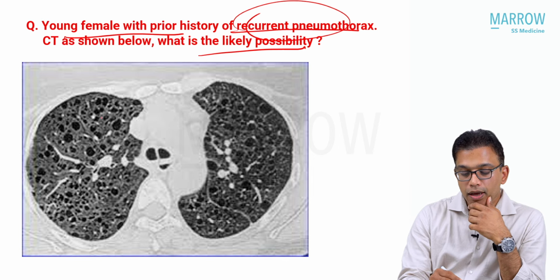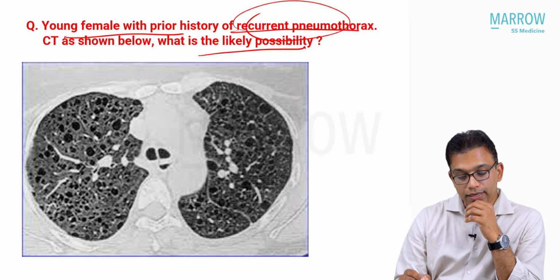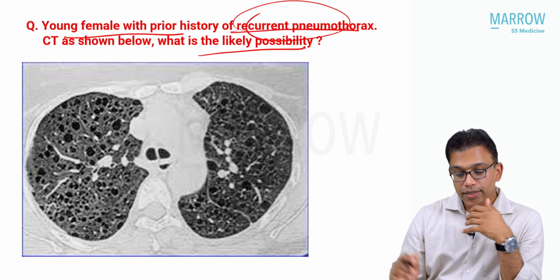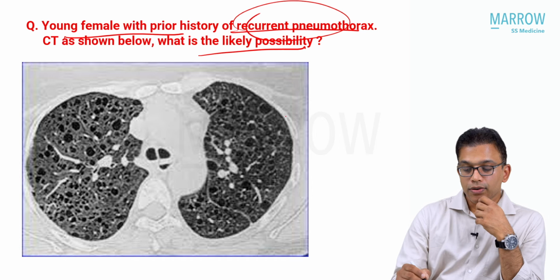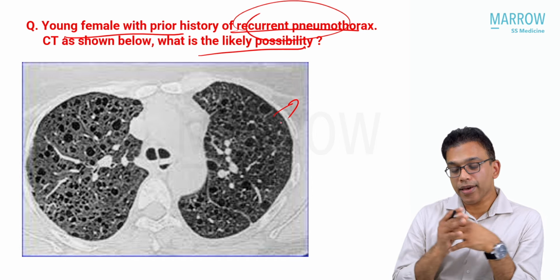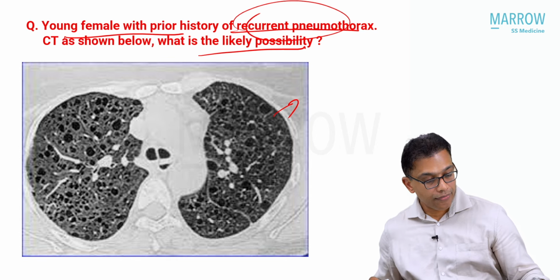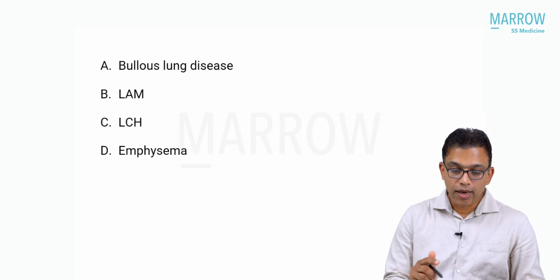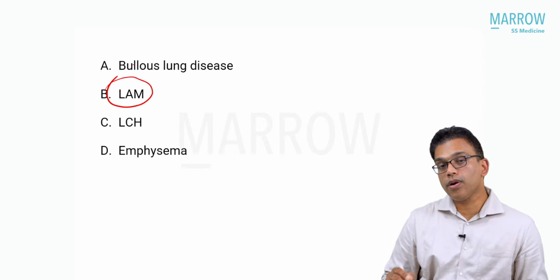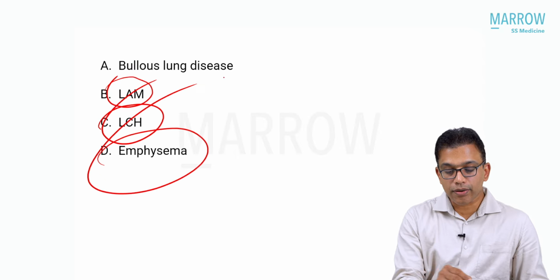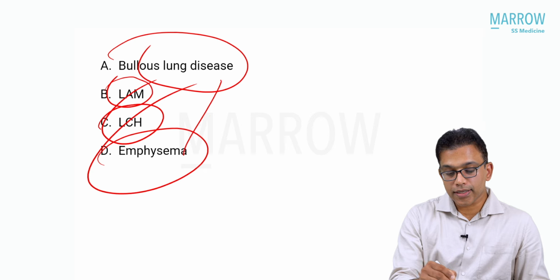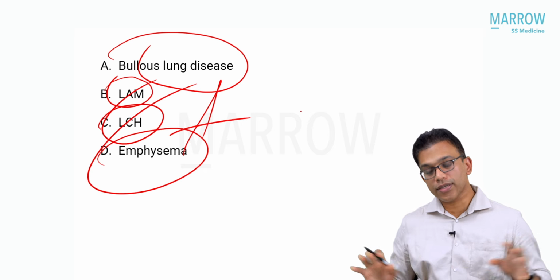That is, bilateral cystic lung disease is actually there. Bilateral diffuse cystic involvement of both the upper lobes, and the cysts are of different sizes also. So one of the cysts might have ruptured, resulting in pneumothorax. So being a young female with recurrent pneumothorax, the most likely possibility is lymphangioleiomyomatosis. LCH is more commonly seen in male smokers. This is not a picture of bullous lung disease or emphysema. The CT picture is not suggestive.